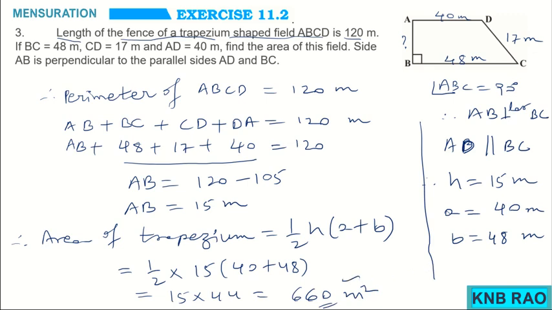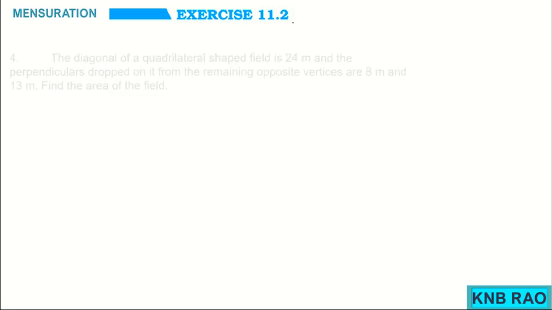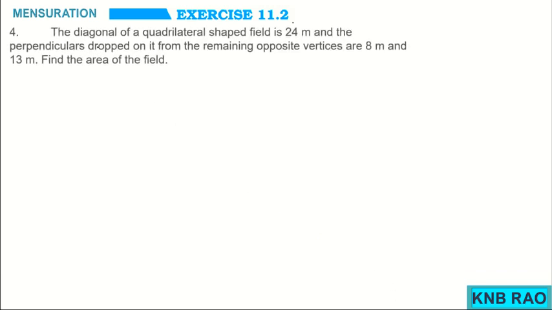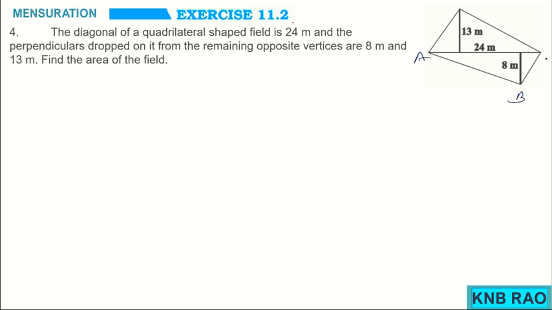Then moving on to the further question number 4. In question number 4, the diagonal of a quadrilateral shaped field is 24 meter. Here is the figure first, and the perpendiculars dropped on it. Here we know the diagonal is of 24 meter. Let us say A, B, C.